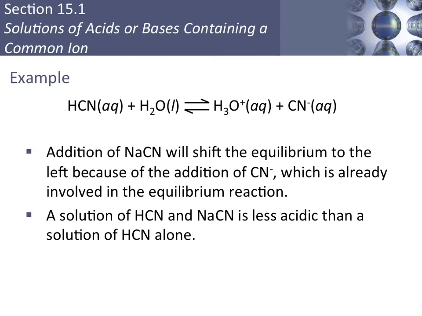For example, here's our equilibrium system. We have our acid, our base, our conjugate acid, and our conjugate base. And to that system, we are going to add sodium cyanide. That cyanide ion is already in this equilibrium system. So if we add cyanide ion, the reaction is going to shift to the left, according to Le Chatelier's principle.